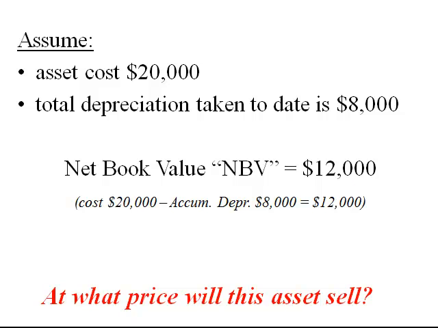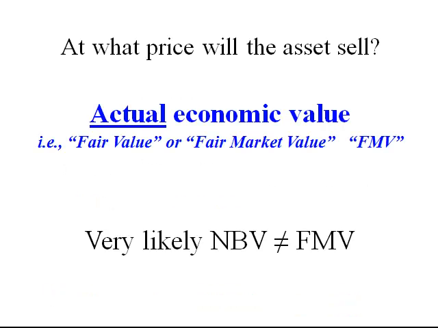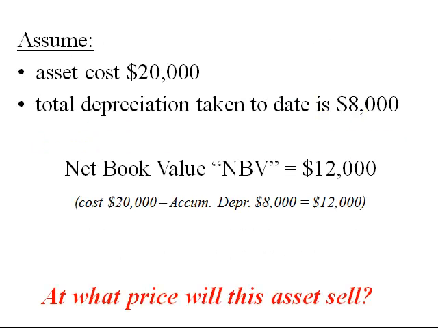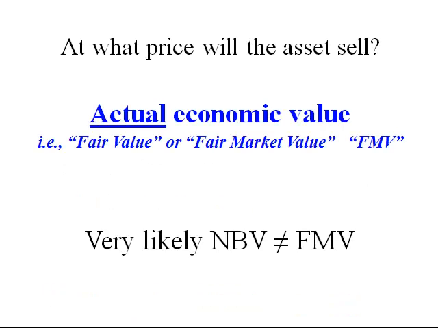Let's assume an asset costs $20,000 and the total accumulated depreciation is $8,000. The net book value would be $12,000. At what price will this asset sell? The answer is, it depends. What is the asset's actual economic value? $12,000 is the asset's net book value. That is its accounting balance sheet value. But actual economic value depends upon a variety of factors.